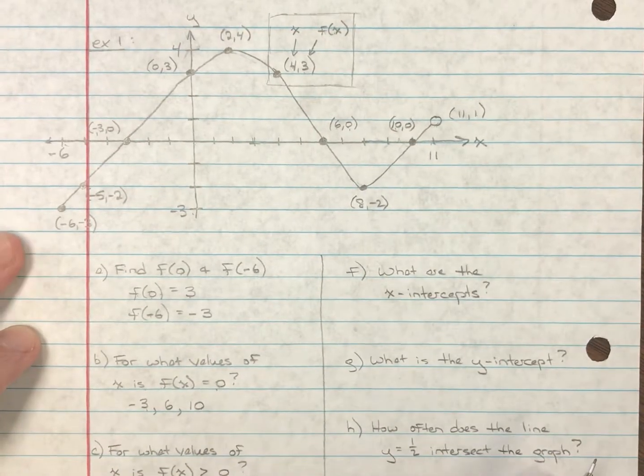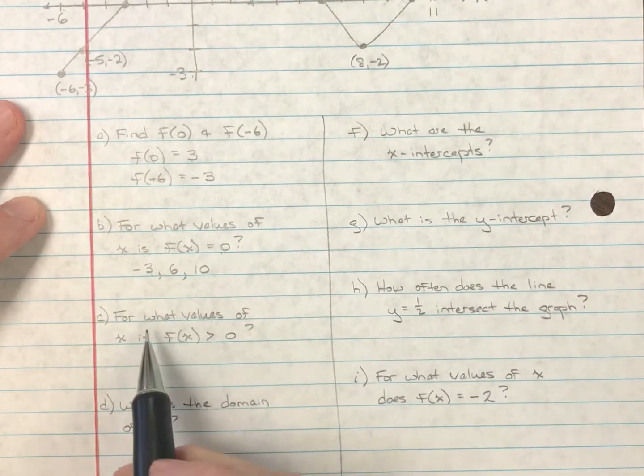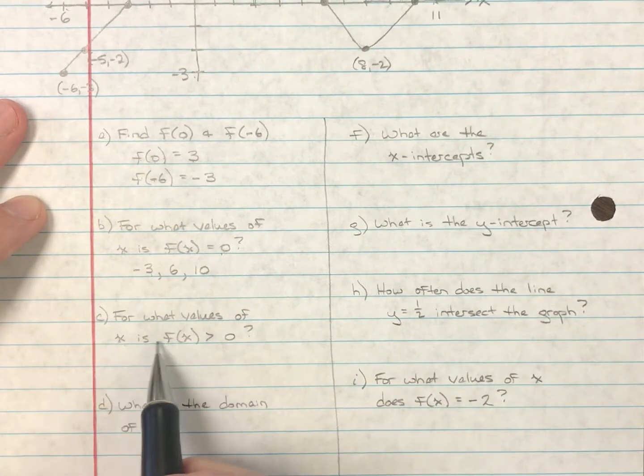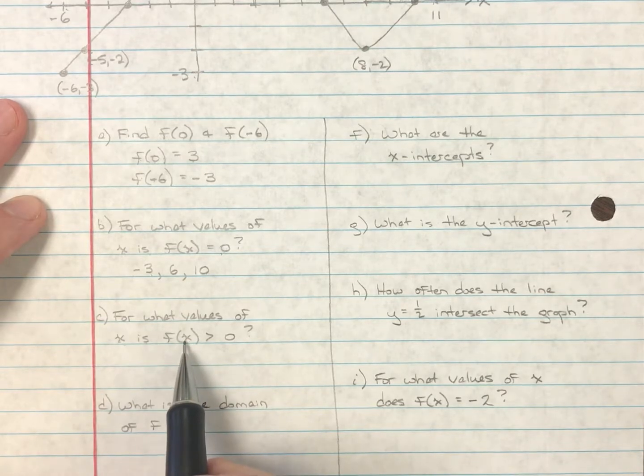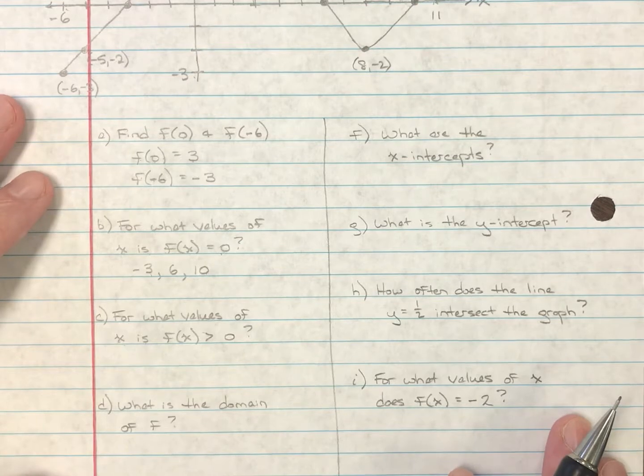I'm going to need to shift my paper, so we'll be up and down a little bit here as we work with letter C. For what values of x are the outputs positive, greater than 0?